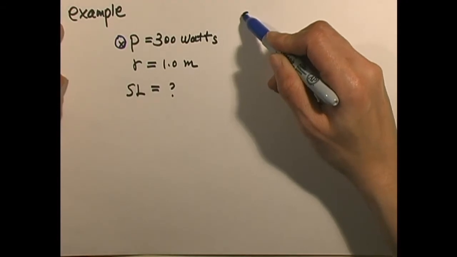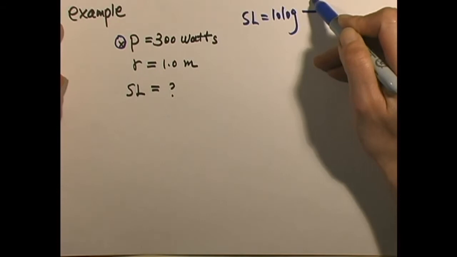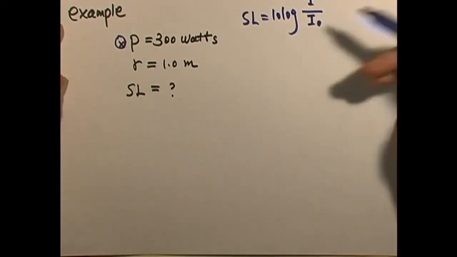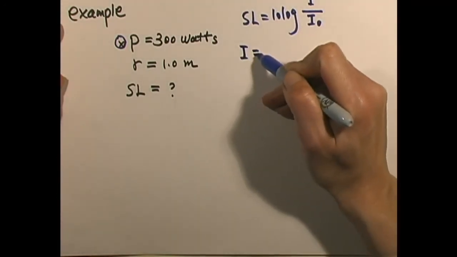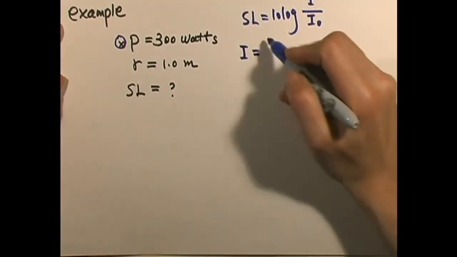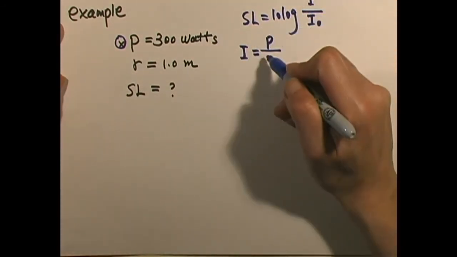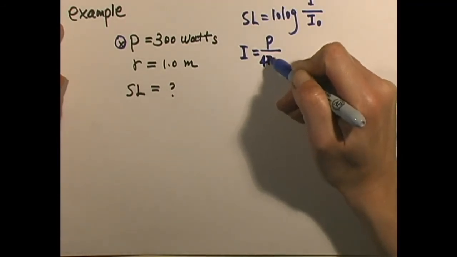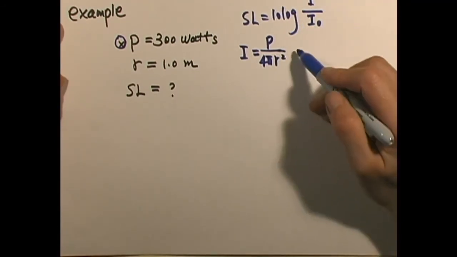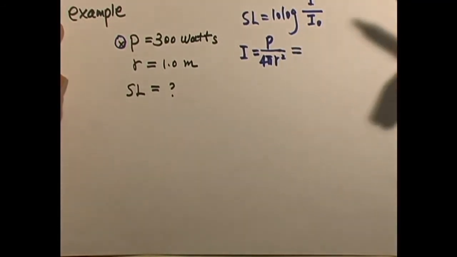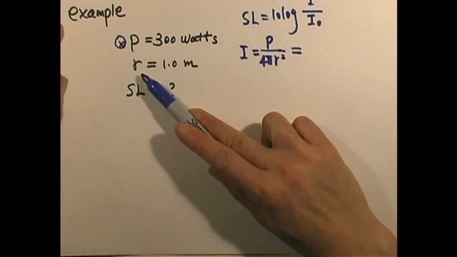Now we start with the definition of sound level equals 10 log of intensity divided by the reference intensity. So this tells us we need to find the intensity of this source, which is on average 300 watts, and this is a point source, so we divide by its spherical surface area, 4 pi r squared. Obviously how big the area of the sphere is depends on how close you are to the source, and right now we define the distance as 1 meter, so r is 1 meter.